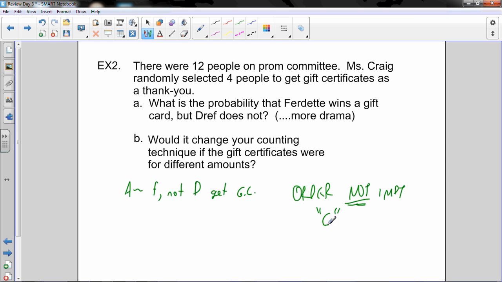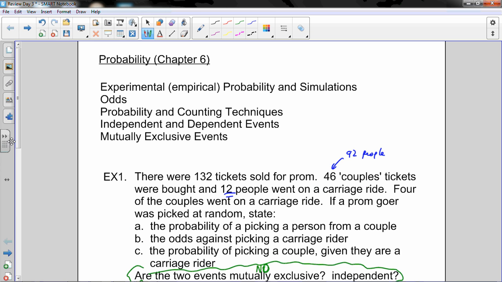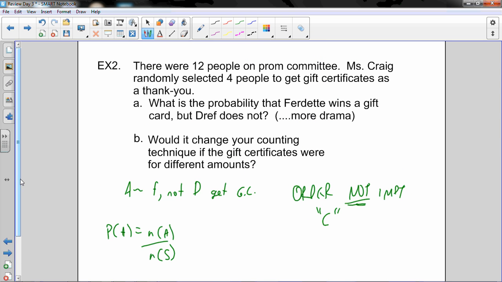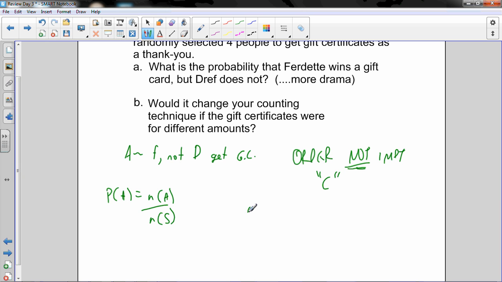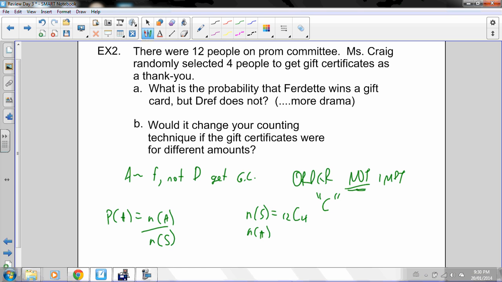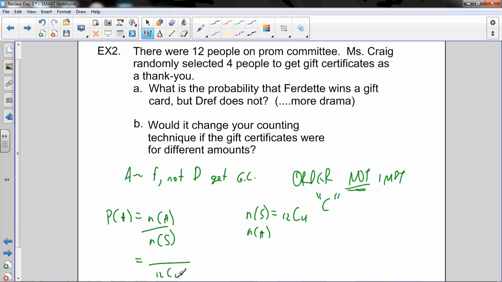So that means this is a C question. I think this one, although we could probably think of it as one of these combined event problems, is just easy to use our counting problem. So what's the number of ways in total? Well, there's just 12 people, and 4 of them get gift certificates. That's it. This is 12 choose 4 on the bottom.